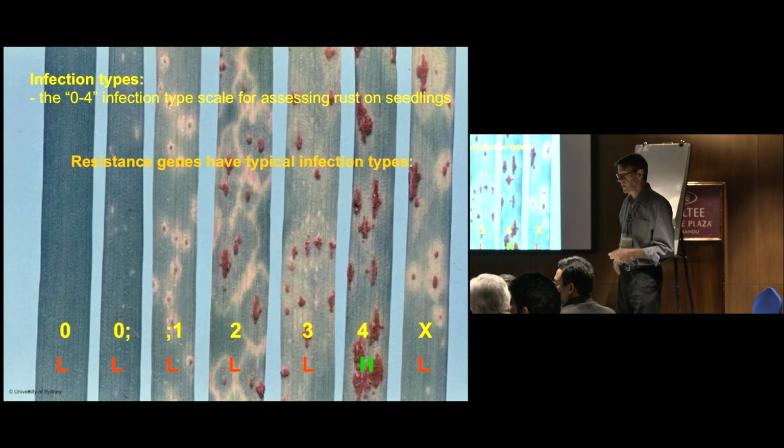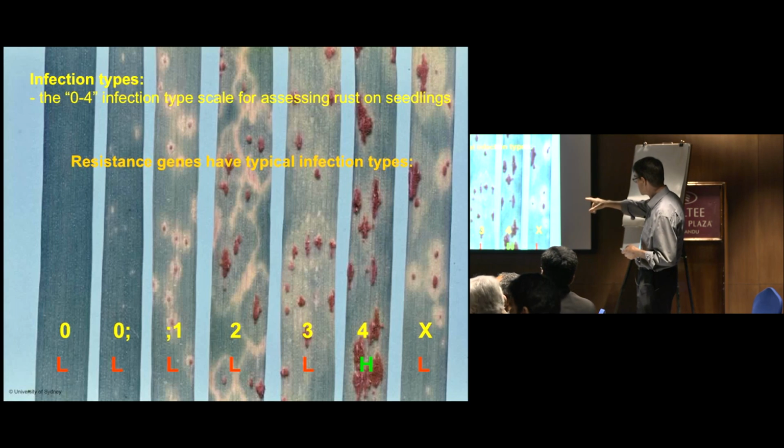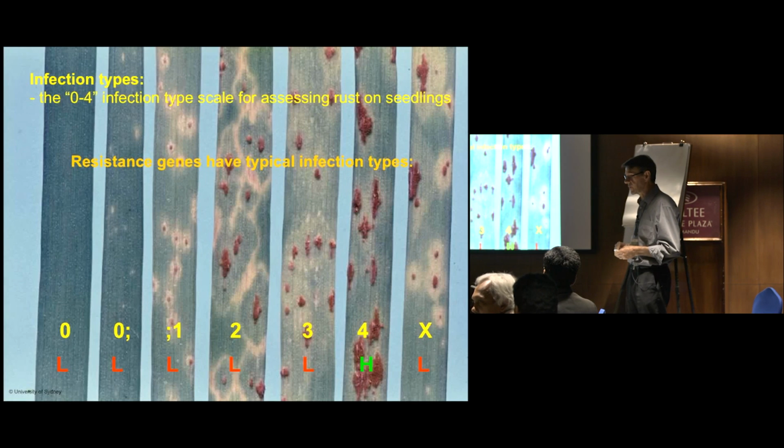Same scale for stem rust and leaf rust? We use the same 0 to 4 scale, but the infection types between the rusts are actually different. The actual phenotype, I should say, is different. On average, with leaf rust, we would see similar kinds of infection types as we do with stem rust. But with stripe rust, the categories are still 0 to 4, but the phenotypes are very, very different.